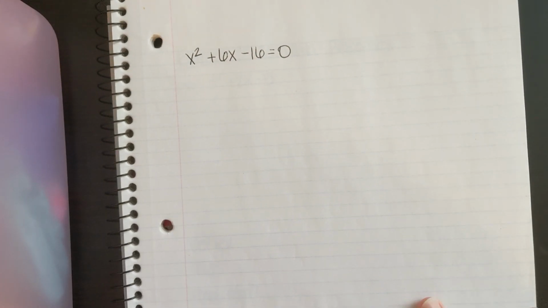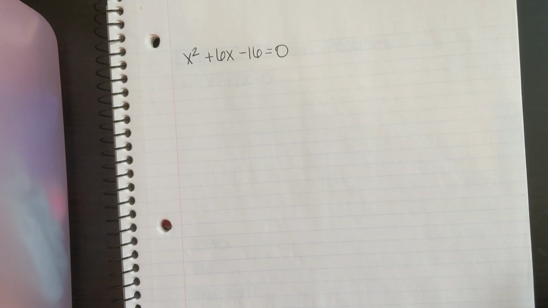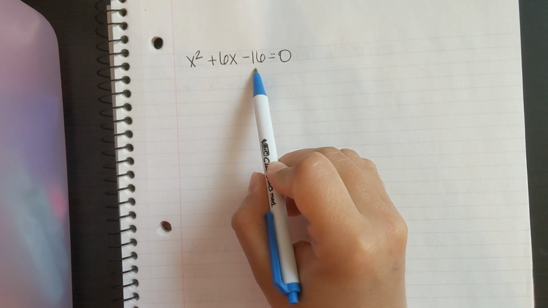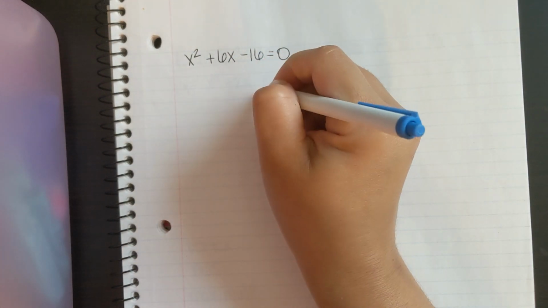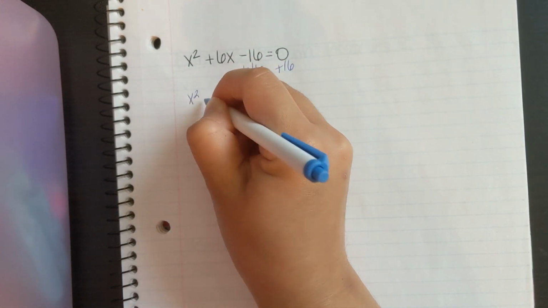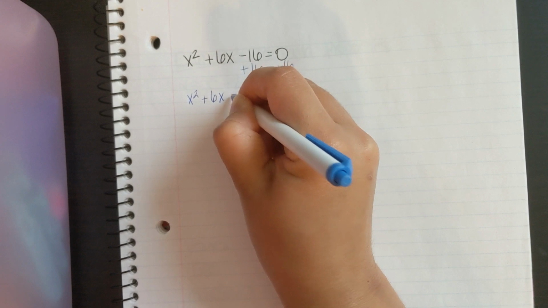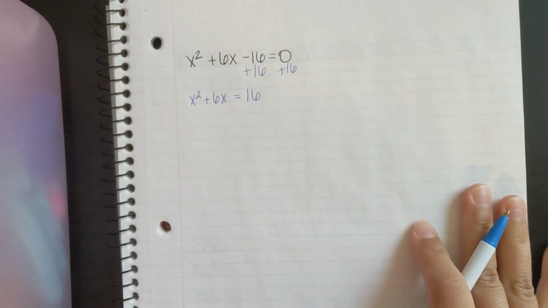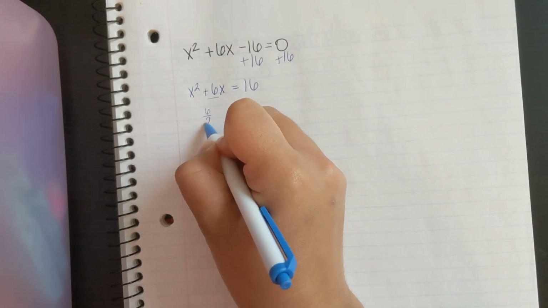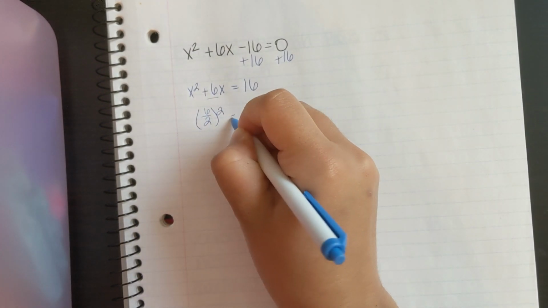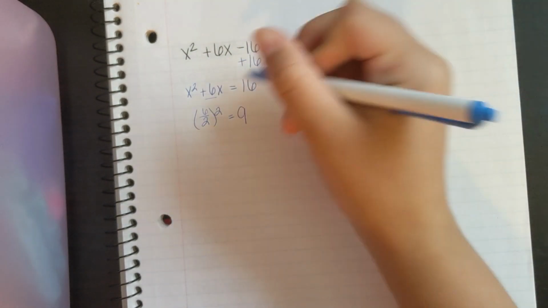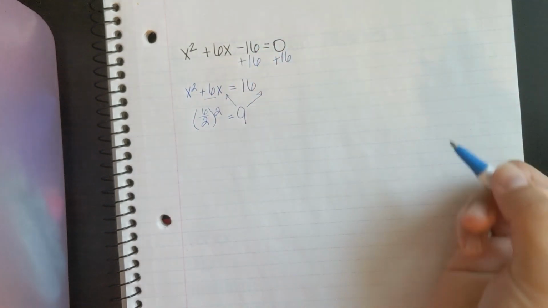Okay, so this is another example we're going to solve using the completing the square method. So again, to start, I want to move this third term over to the other side. It's negative this time, so we'll add. And so we're left with x squared plus 6x equals a positive 16. Then I'm going to take my b value, divide it by 2, and square. 6 divided by 2 is 3. 3 squared is 9. And again, that's the value that we're going to add to both sides.